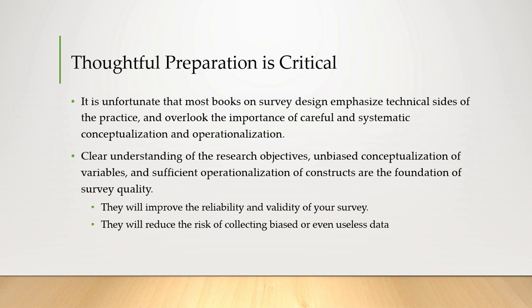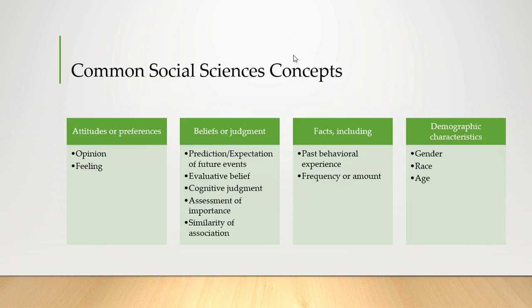In addition, I strongly recommend that you develop a preliminary model that explains the relationships between the variables of interest. The model will help you with careful and systematic conceptualization and operationalization and reduce the risk of collecting biased or even useless data. Once you complete operationalizing your variables, it's time to think about how to write survey questions to measure the concepts. On this slide, I provided some common social science concepts. They can be concepts by intuition or constructs.